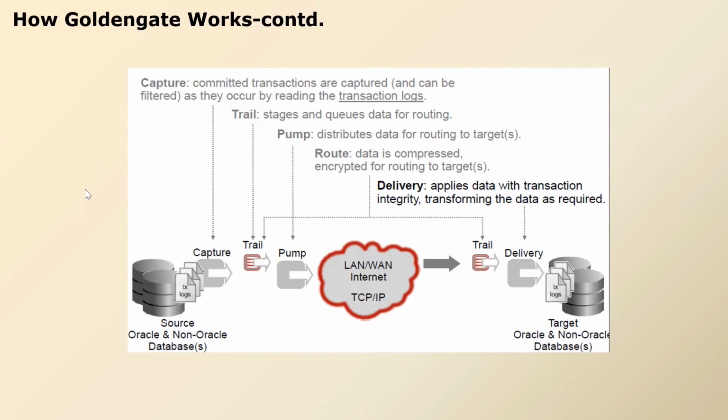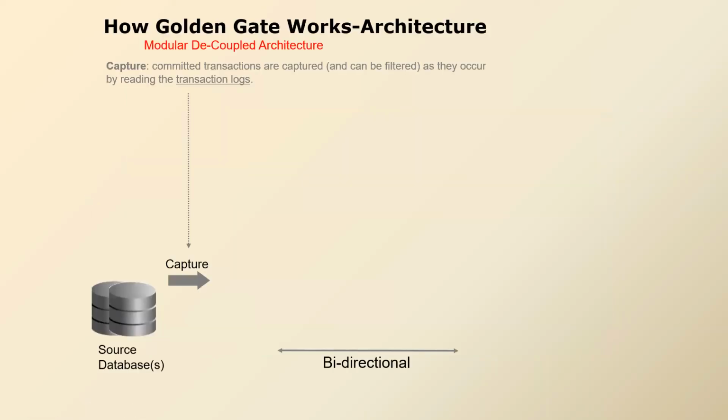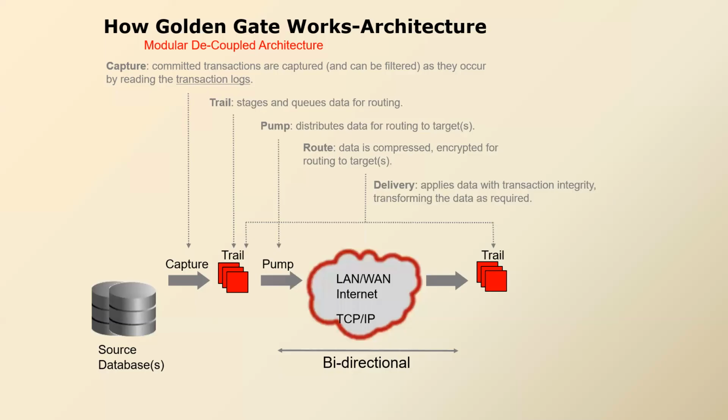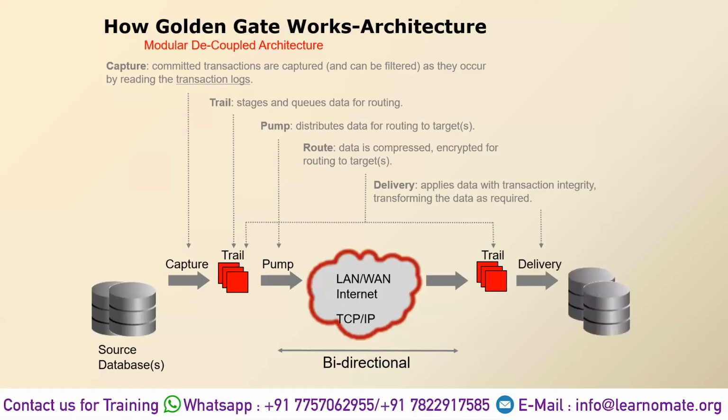How? I again repeat. The extract process captures the data upon reading the transaction logs of the database. It captures only committed transactions and writes them to the local trail file. Once the data becomes available in the local trail, the data pump process reads the data from the local trail, sends it over the TCP/IP network and writes it to the remote trail. Then the replicat process reads the data from the remote trail and applies it to the target database.